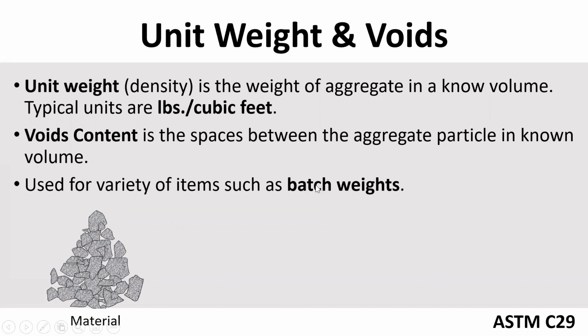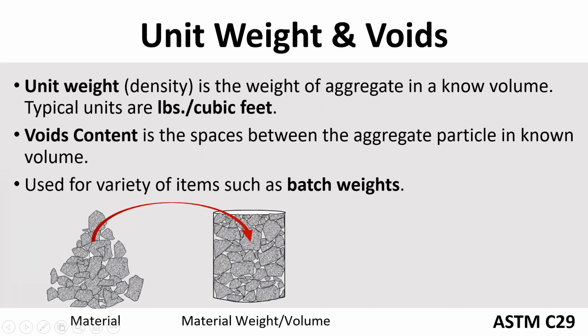You also have the voids content, which is the space in between the aggregate particles. And so through ASTM C29, you can conduct the test to measure the unit weight of aggregate. You can also go from there and measure the voids content if you have the specific gravity number. And again, both of these numbers can be used whenever you're designing and batching. Unit weight is really important whenever you're batching.